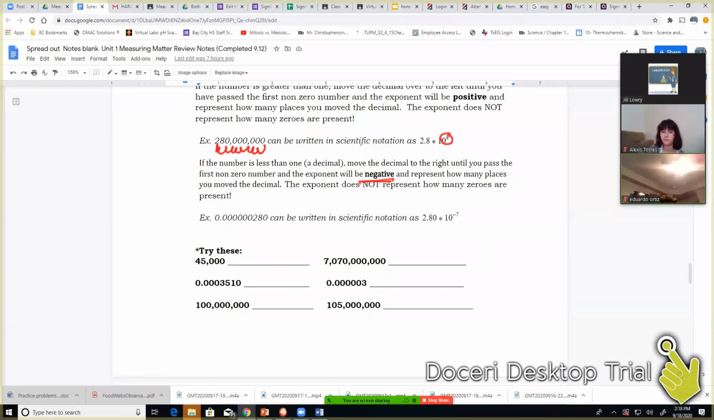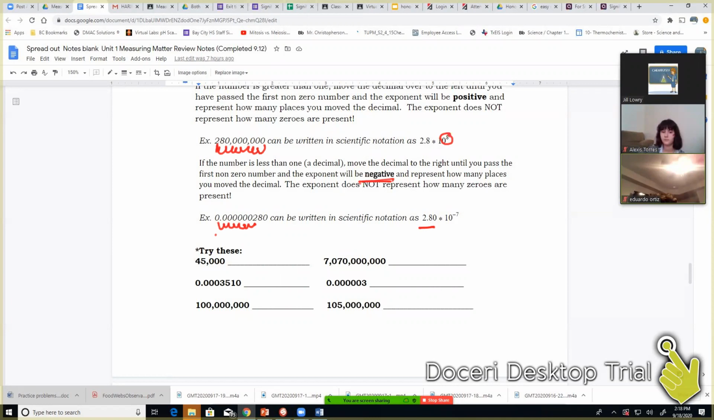So over here, here's my decimal. I'm going to start moving it to the right. 1, 2, 3, 4, 5, 6, 7, till I move past my first non-zero number. So I have my 2.80, and then my exponent would be negative 7.